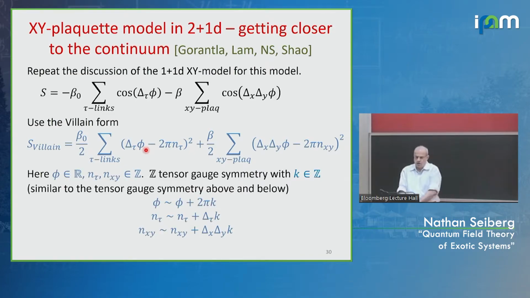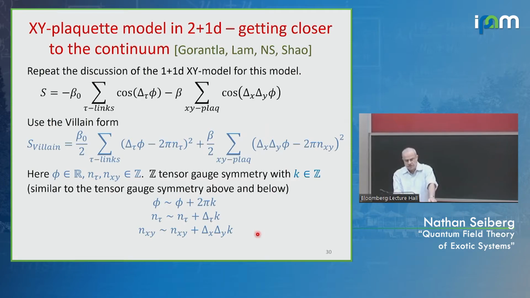So earlier we discussed this background gauge field, A tau and A sub x, the gauge symmetry of the tensor gauge fields, of this gauge symmetry of the subsystem symmetry. There it was the group U(1), now the group is Z. So I'm adding an integer valued gauge parameter k at the sites. n tau is shifted by delta tau k, and n xy is shifted by delta x delta y k. And you can check that this term and this term are invariant.